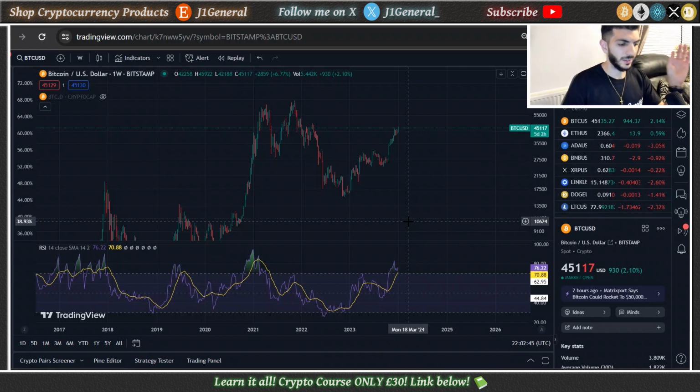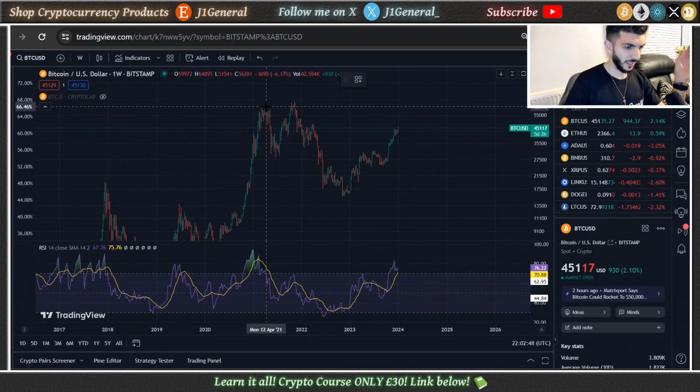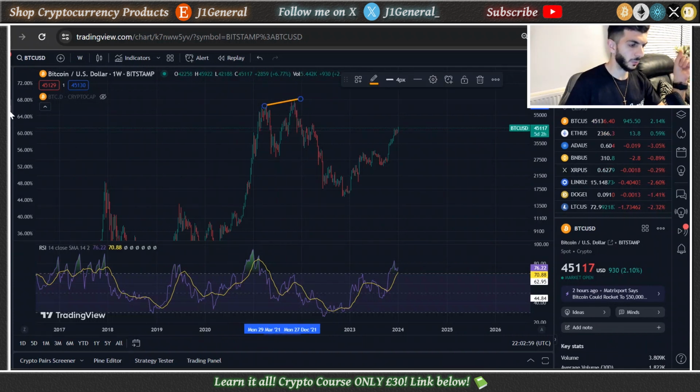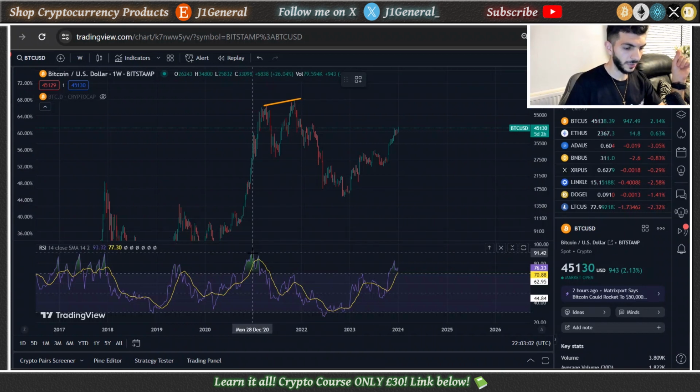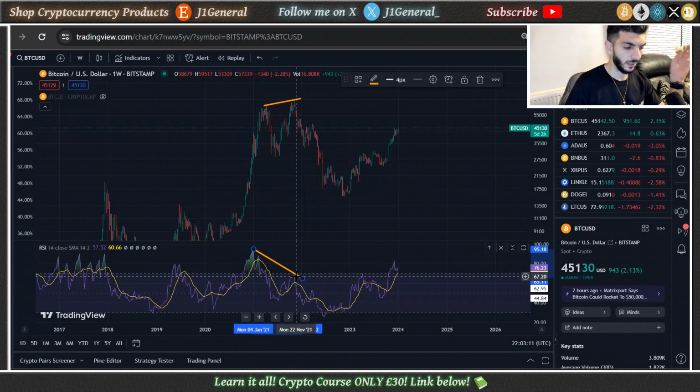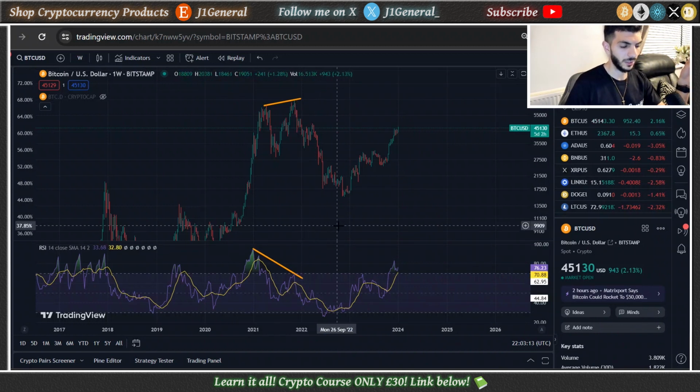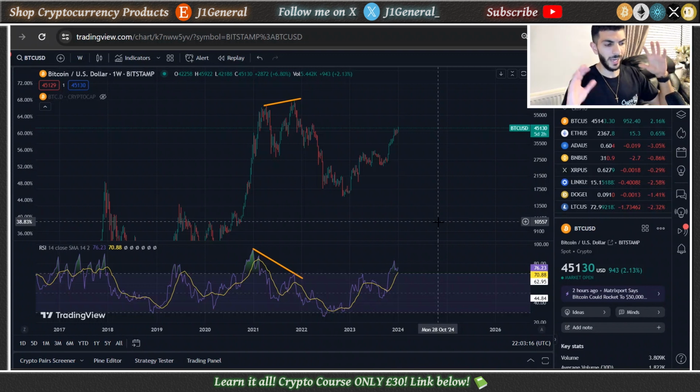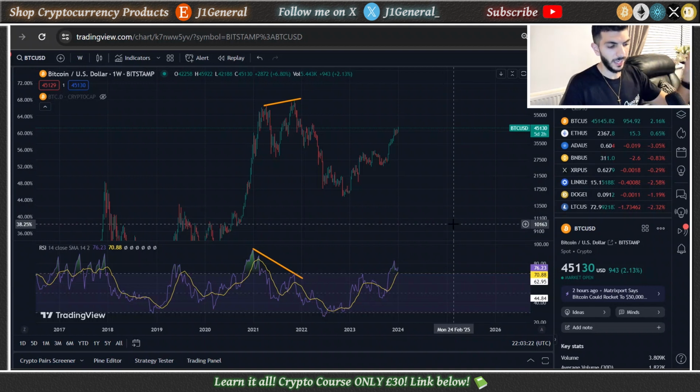So a divergence occurs where, let's say, Bitcoin put in a top in April of 2021. But then it made a higher high in December of 2021, whereas the RSI topped at around 90 in Jan of 2021, yet the RSI put in a lower high in November of 2021. So you can clearly see there is some sort of bearish divergence. Bearish divergence just means that price puts in a higher high, but the RSI puts in a lower high.